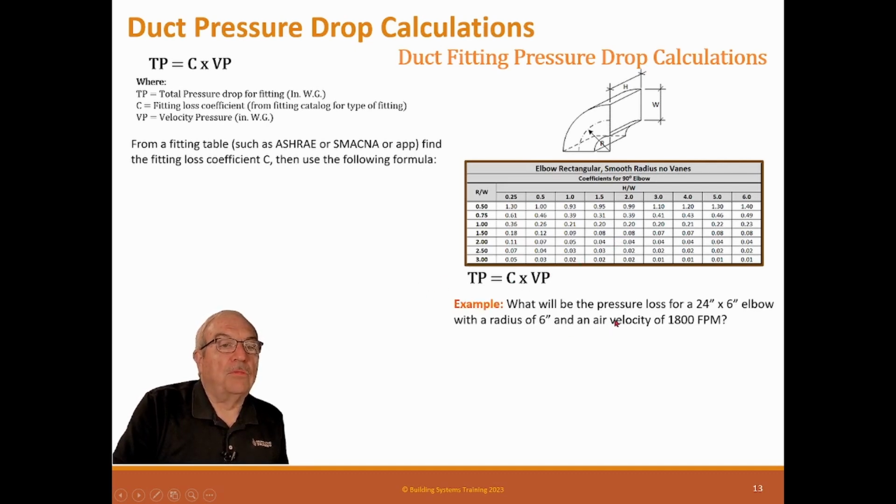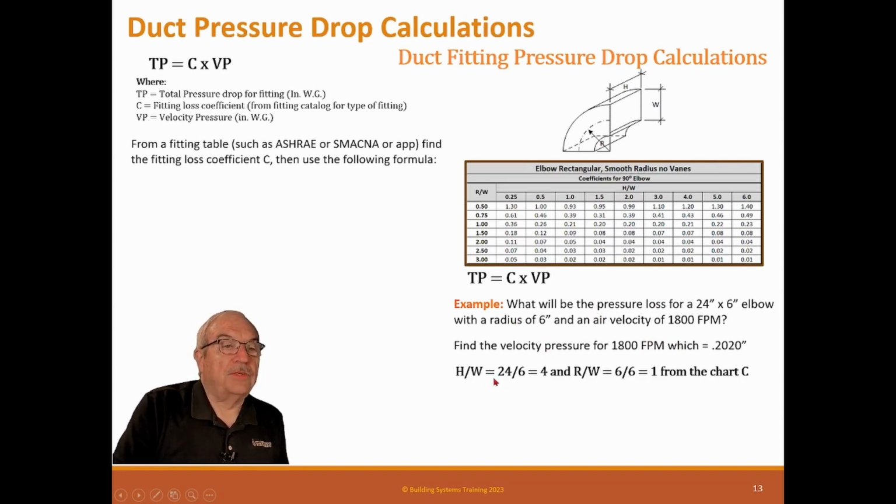So example, what will be the pressure loss for a 24-inch by 6-inch elbow with a radius of 6 inches and an air velocity of 1,800 feet per minute? So you find the velocity pressure for 1,800 feet per minute, which is 0.2020. You can either use a formula, or you can look it up in a table. And it's easy if it's even, you can look it up on the table. But if it's not easy, it's easier just to do the formula.